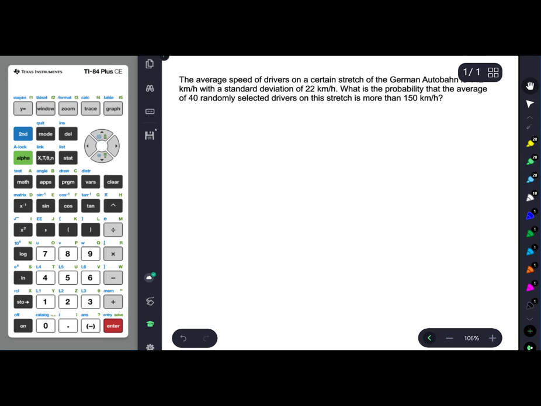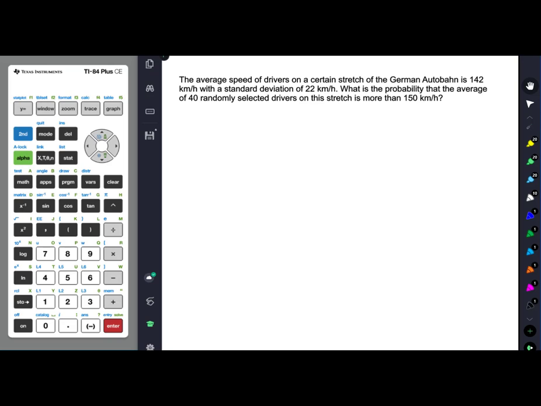So the average speed of drivers on a certain stretch of the German Autobahn is 142 kilometers per hour with a standard deviation of 22 kilometers per hour. What is the probability that the average of 40 randomly selected drivers on this stretch is more than 150 kilometers per hour?